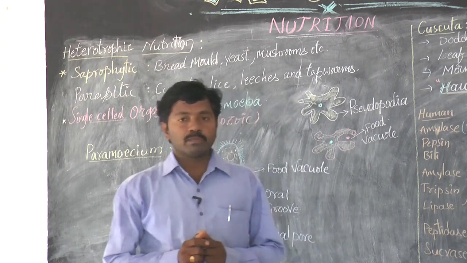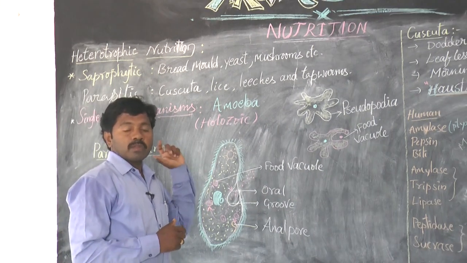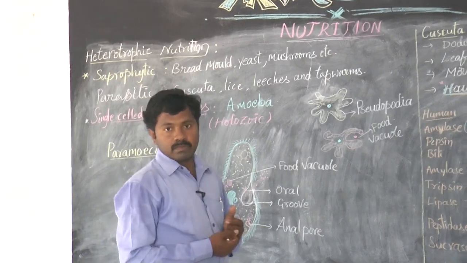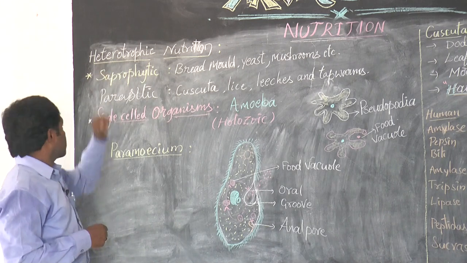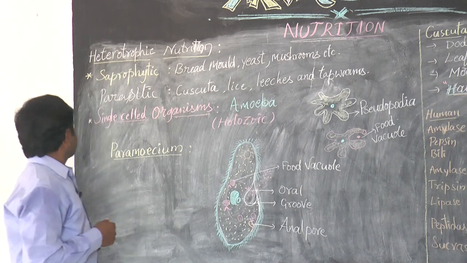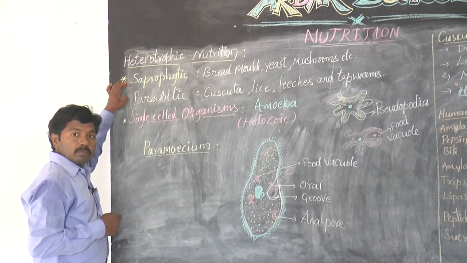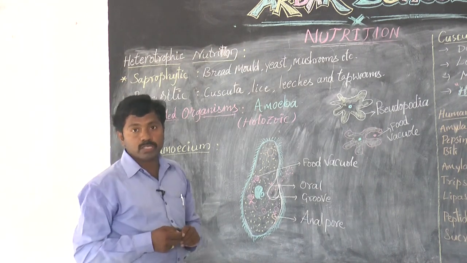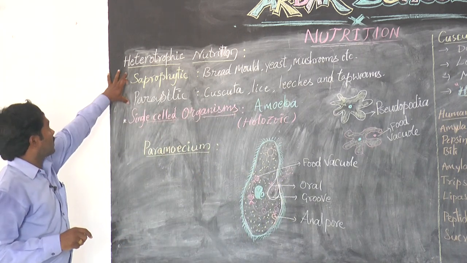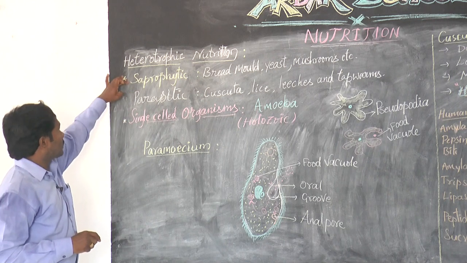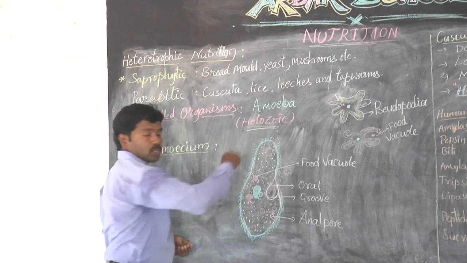Heterotrophic nutrition means some living organisms depend upon other animals for their needs. That type of nutrition is called heterotrophic nutrition. Here mainly three types of nutrition are there: saprophytic nutrition, parasitic nutrition, and holozoic nutrition. Once again, children, heterotrophic nutrition has three kinds: saprophytic, parasitic, and holozoic.